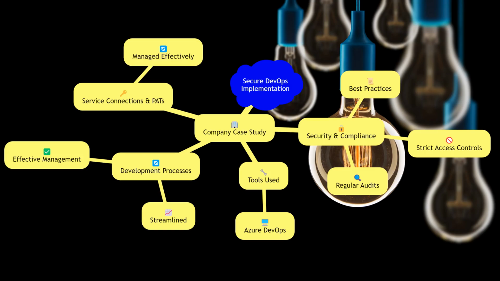Consider a case study where a company successfully implemented secure DevOps practices by managing service connections and PATs effectively. They used Azure DevOps to streamline their development processes while ensuring security and compliance. By following best practices, regularly auditing their connections and tokens, and implementing strict access controls, they were able to maintain a secure and compliant DevOps environment.